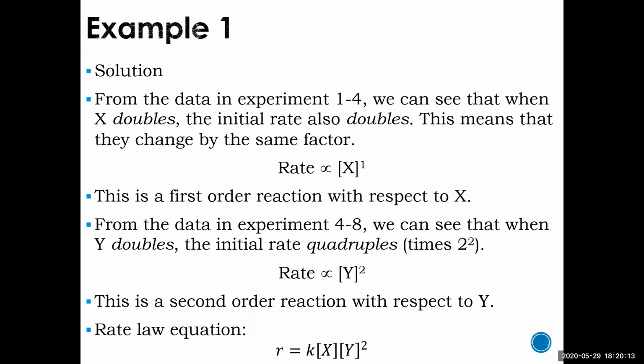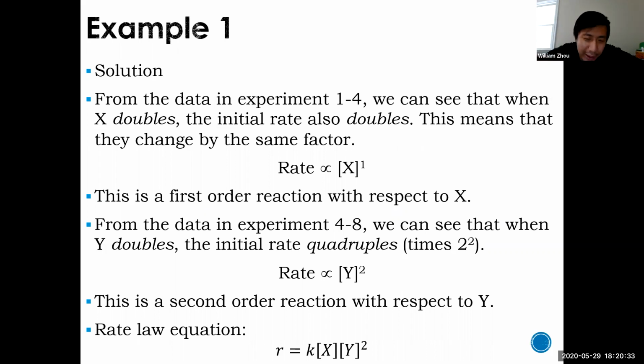Wait, so when would it be 0? When you have no effect. Yeah, in this question, there is no zero, but if you double something and change nothing else and the rate stayed the same, well, you had no effect. That would be a zero order.